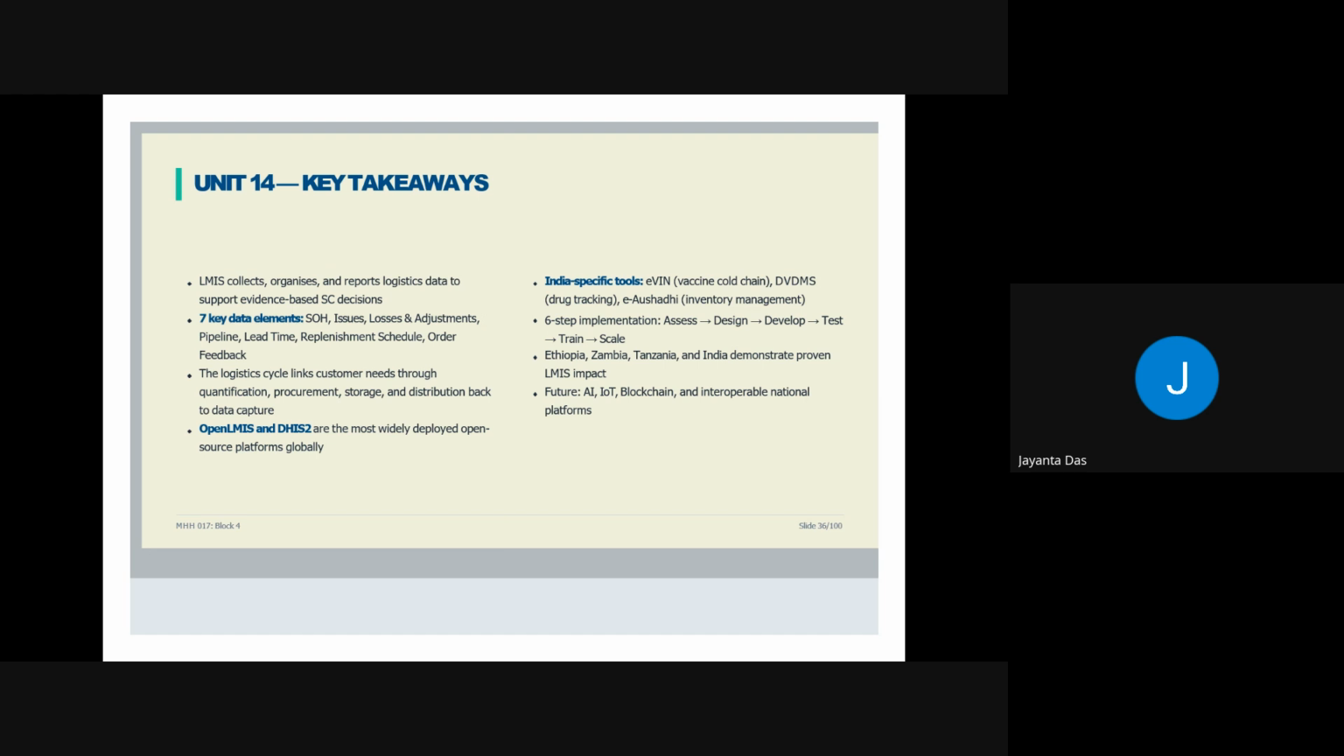And there are some success stories, and the future we are looking at is AI, IoT, blockchain, and interoperable national platforms. Let's hope these things will give us a better level of working and better outcomes. But for all this, our staff need to be fully trained and knowledgeable about it, and they should be able to apply and interpret things.